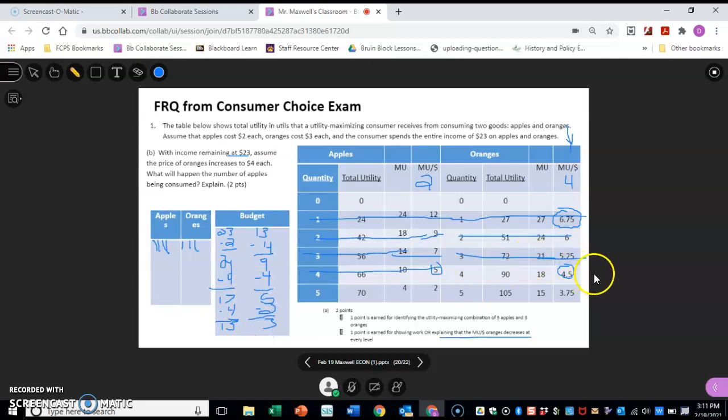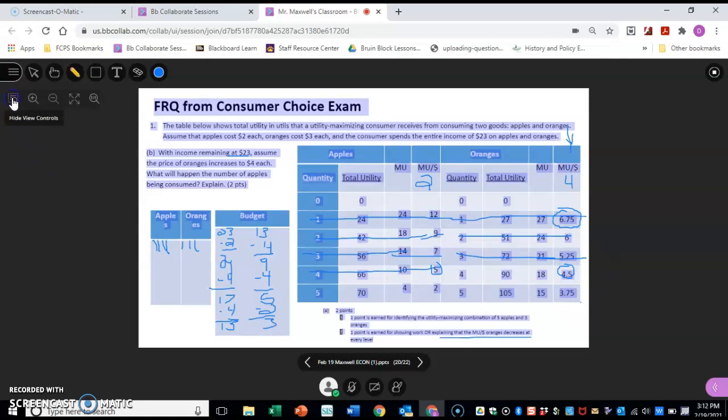Now the next orange brings me 4.5 utils per dollar. However, the only problem is I don't have enough money to buy an orange. So what would I do? I would come back over here, buy the last apple, or I guess it's the last apple, isn't it? There we go. Subtract $2, and I'd have $1 left over. So my answer could be I would buy 5 apples and 3 oranges based on this marginal utility calculations that I did. Or you could also answer I would buy more apples and fewer oranges because the marginal utility per dollar decreases for all levels of oranges.